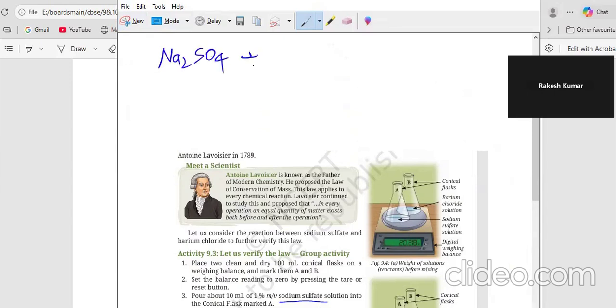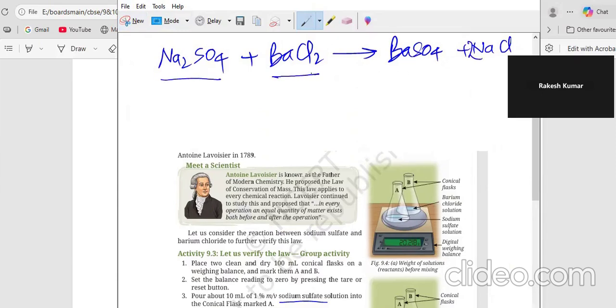Na2SO4 plus BaCl2, it will give me BaSO4 plus NaCl. And this will be balanced by this. So if you measure the mass of this and the mass of this before the reaction, here we have sodium sulfate, here we have barium chloride. We react them. The important thing to notice is that this is open.